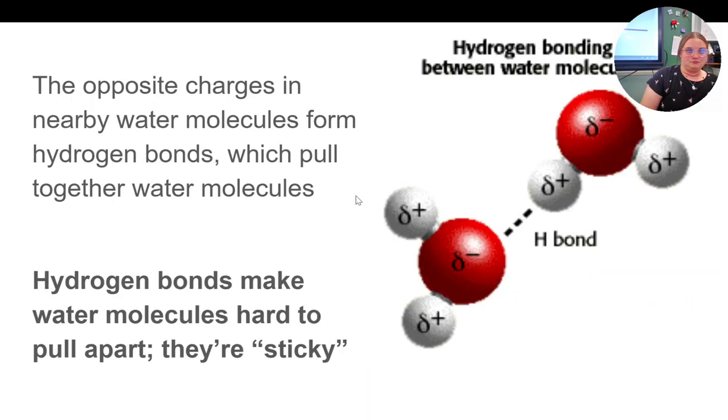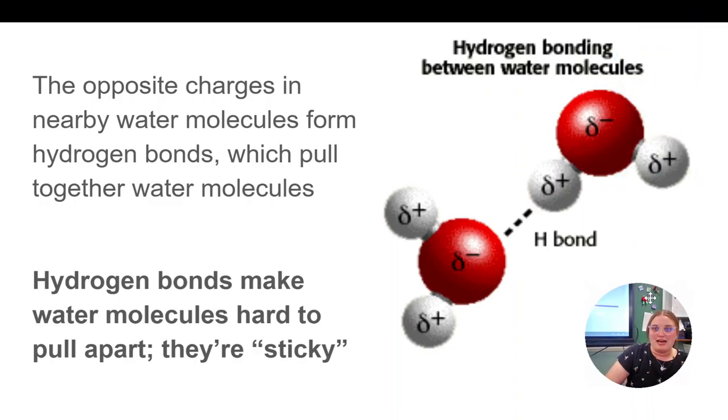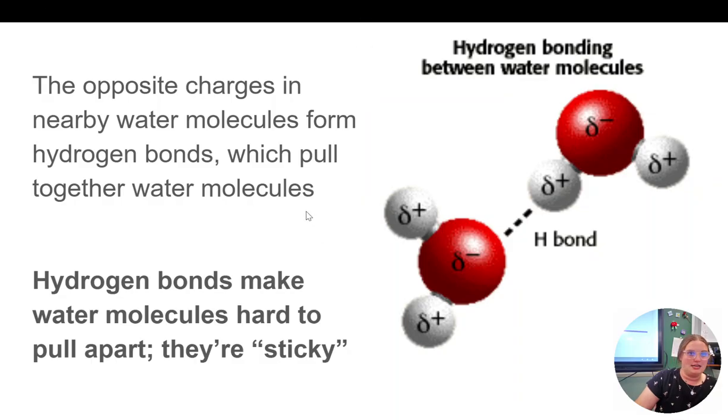These opposite charges in nearby water molecules form hydrogen bonds. The hydrogen bonds are what connect different water molecules. Again, opposites attract: the negative oxygen connects to the positive hydrogen, and they connect via this hydrogen bond.